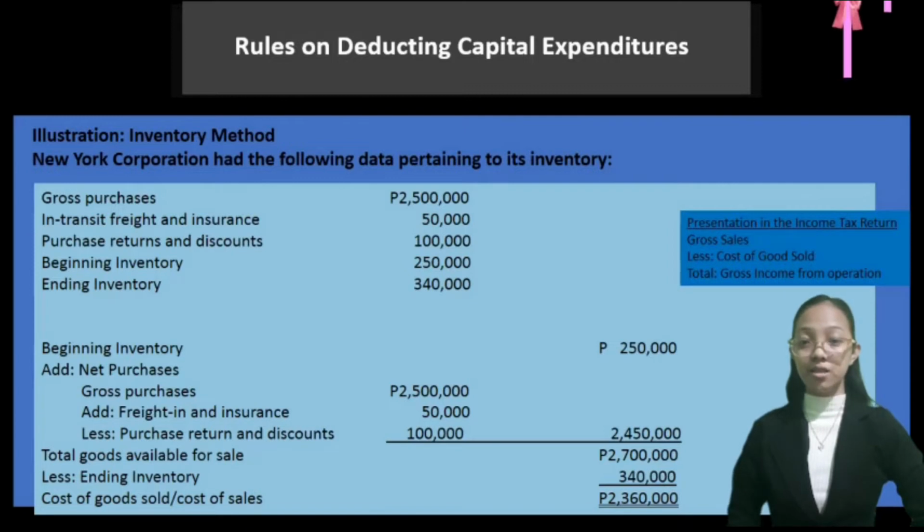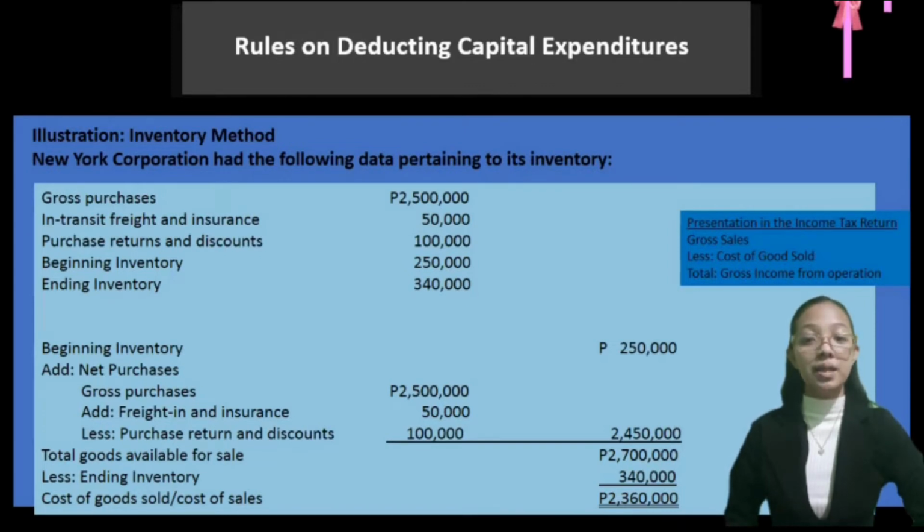The illustration example was for goods inventory only. What if supplies or tools are given? Well, the same computational procedure is employed, but the resultant figure is referred to as supplies expense.